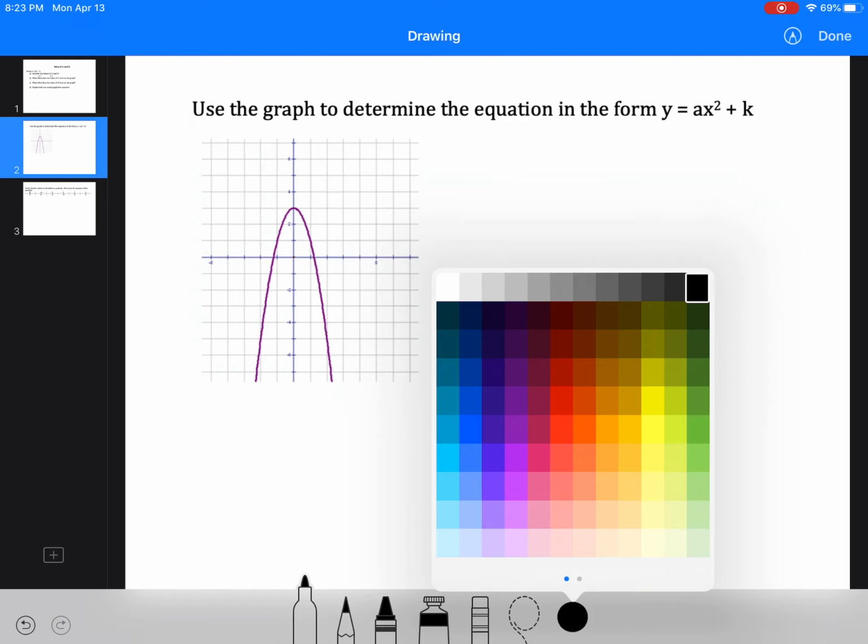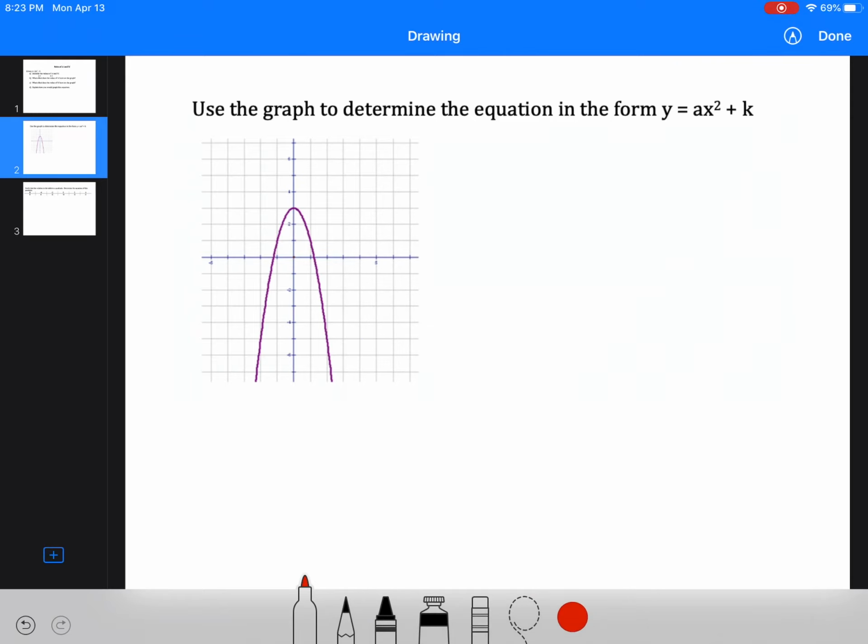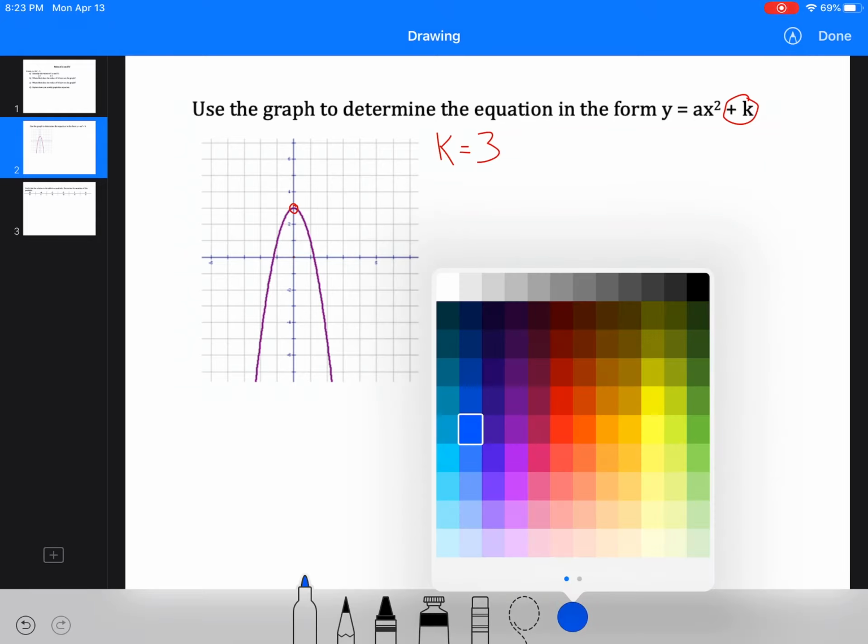The next page, use a graph to determine the equation. When we're looking at this, the first thing I always want to do is find out where we're starting. We're starting up 3. Up 3 is going to be our k value. So k equals 3.